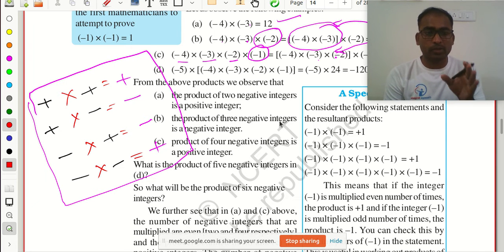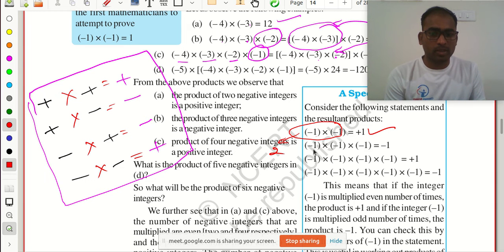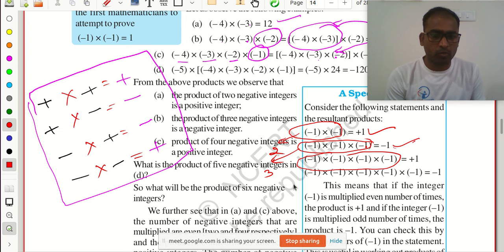If I multiply negative integers an odd number of times, I will get the negative integer. So here minus 1 into minus 1, two minus 1s are there. I am multiplying 2 times, so this is even times. So I will get positive 1. Then minus 1 into minus 1 into minus 1. I am multiplying 3 times. Then I am getting a minus value here. And again if I multiply this minus 1 four times, I am getting a positive value here.